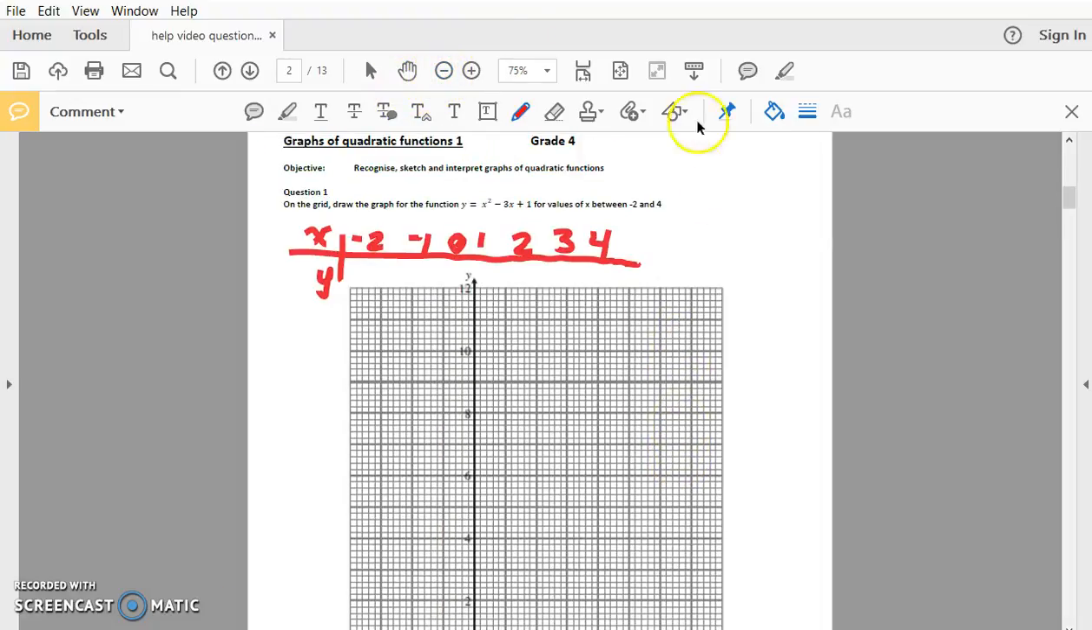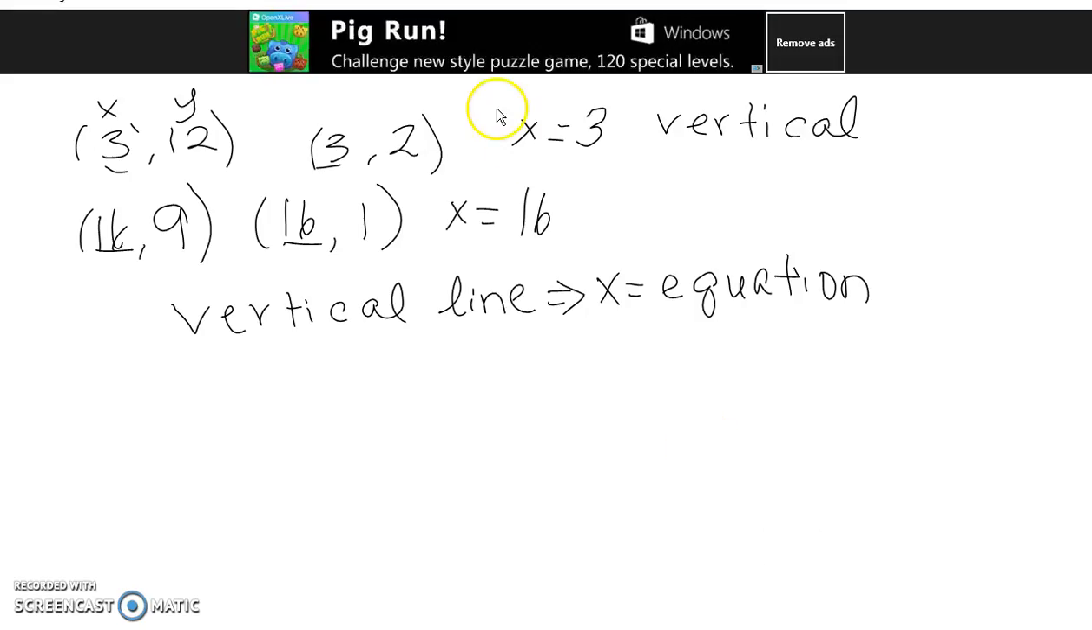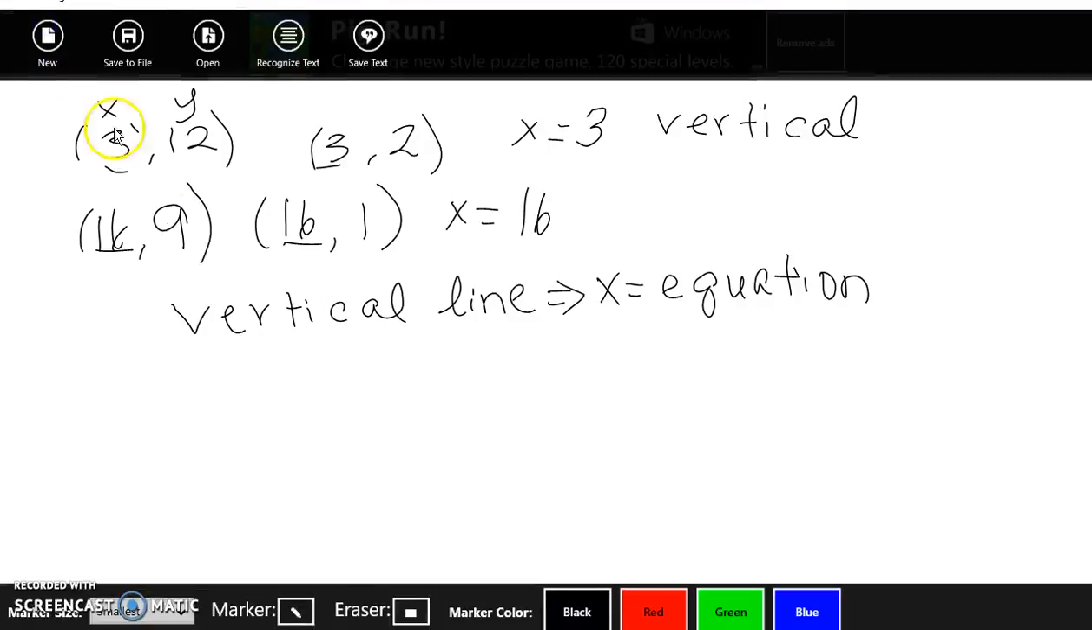So for this question, it's asking us to sketch, draw a graph of y equals x squared minus 3x plus 1 for values of x between minus 2 and 4. So first thing that you're going to get any sorts of points for is to make yourself a table of values. So to do that, we're just going to set up our table of values for our different points. Okay, so when I do that, I'm going to look at my first one, which is minus 2.